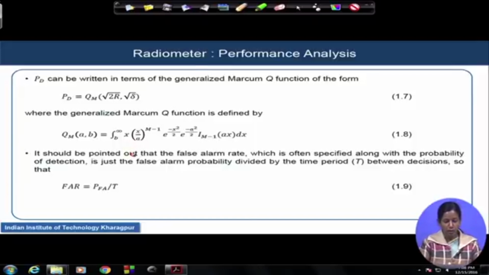Now it is also important to know another factor related to the detector design, which is the false alarm rate. It is not only the probability of false alarm; the false alarm rate is given by the probability of false alarm divided by the total duration of the observation window, capital T, or the time period of the decision. So apart from PD and PFA, the false alarm rate is another important parameter of our interest.